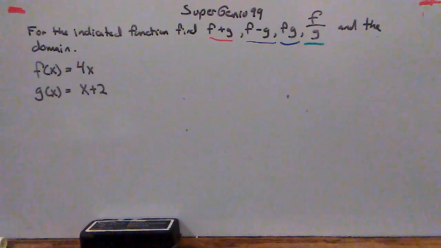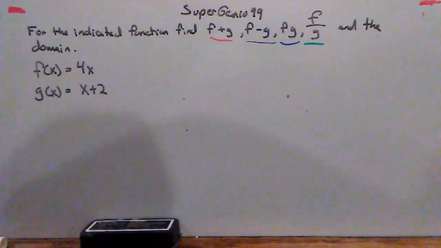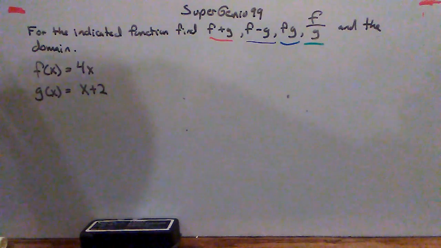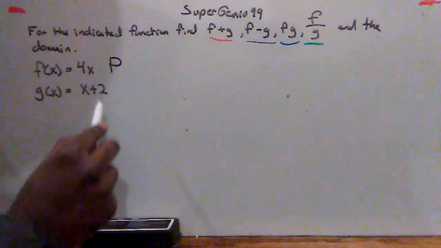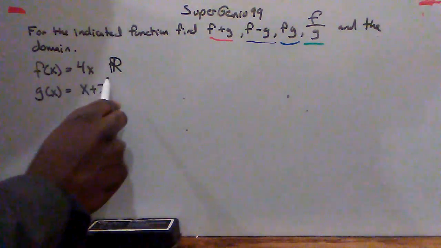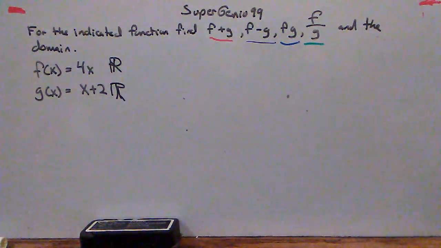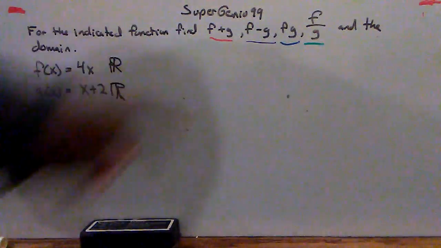Okay, we can start off by stating the domain of f of x and g of x. So the domain of f of x is what? All real numbers. I think you can represent it with an R. And g of x is all real numbers, and you can represent that with the double-lined R. All real numbers. Okay. So let's just go ahead and do, we'll start off with f plus g.